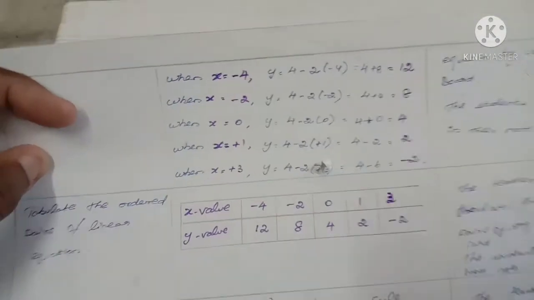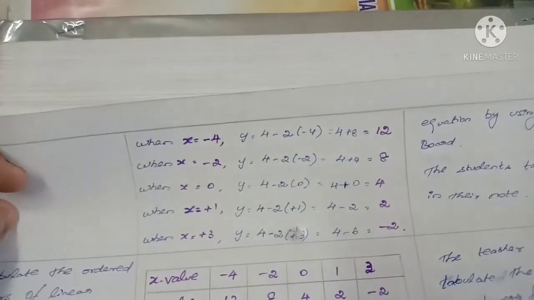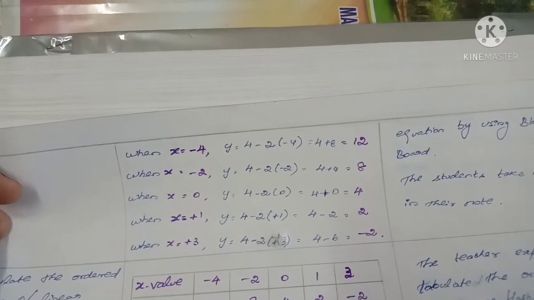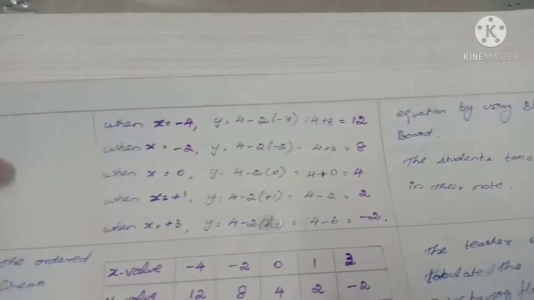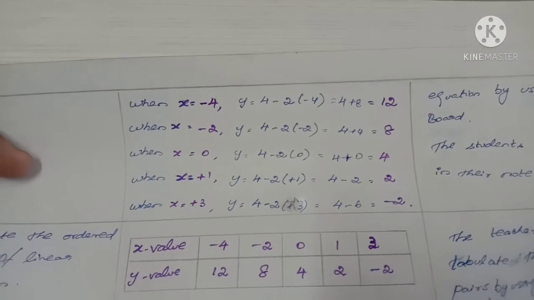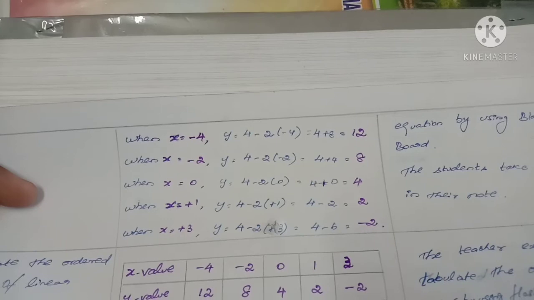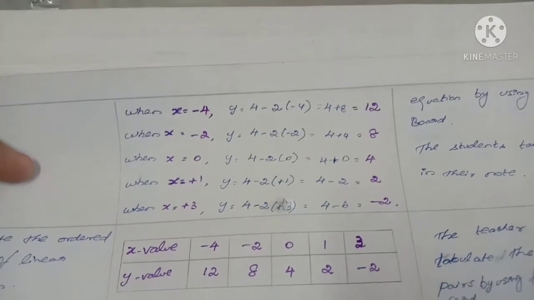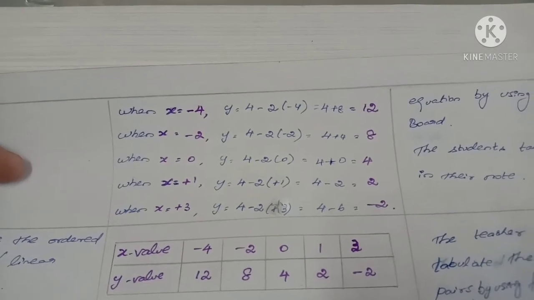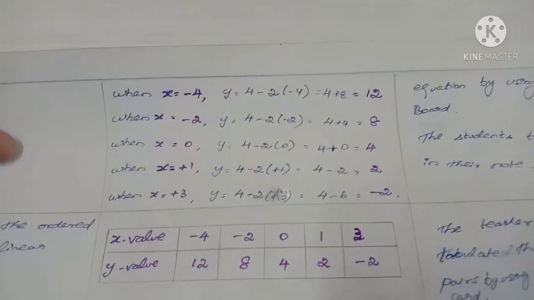When x equal to minus 4, y equal to 4 minus 2 of bracket minus 4 equal to 4 plus 8 equal to 12. When x equal to minus 2, y equal to 4 minus 2 of bracket minus 2 equal to 4 plus 4 equal to 8. When x equal to 0, y equal to 4 minus 2 of 0 equal to 4 plus 0 equal to 4.